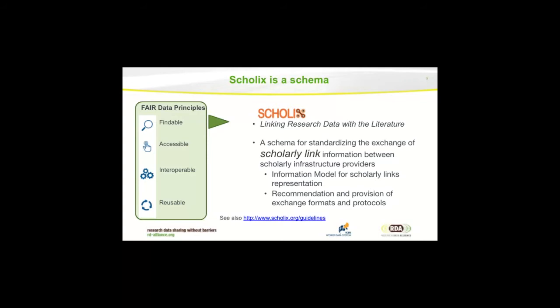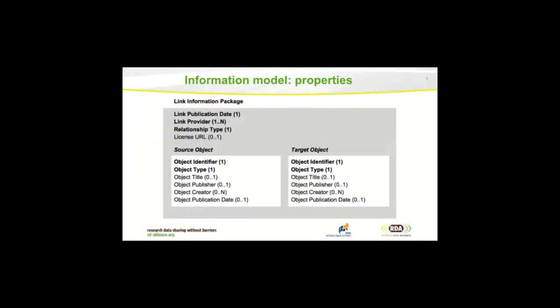It's a schema or a framework for standardizing the exchange of scholarly link information between scholarly infrastructure providers, and that being an information model and the recommendation and provision of exchange formats and protocols that are a fit with the FAIR data principles. I would also say that Scholix is also the community who share that information and those links so that they can be reused in a standard way.